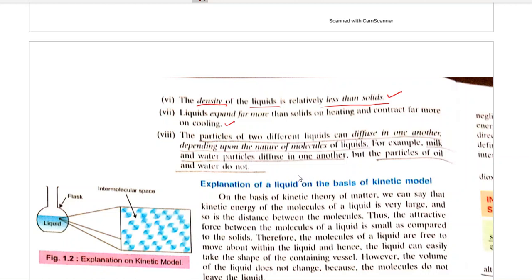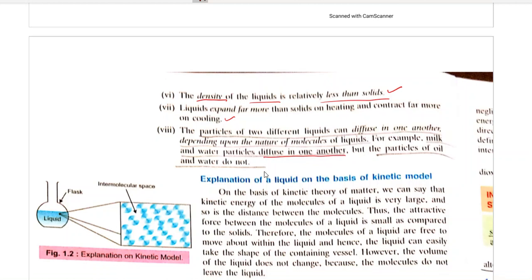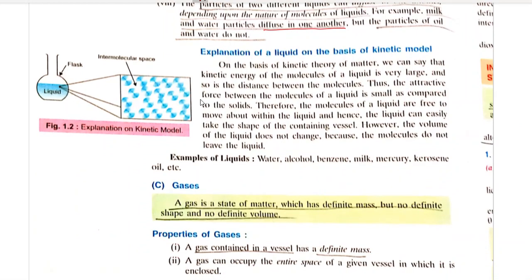The particles of two different liquids can diffuse into one another depending upon the nature of molecules. For example, milk and water, they diffuse into one another, mix into one another very easily. But oil and water do not mix into one another. Oil floats on water. So they have explained why water or why any liquid behaves as a liquid on the basis of kinetic theory of matter, which we have studied in physics chapter 1.